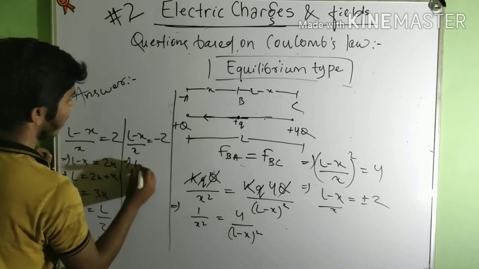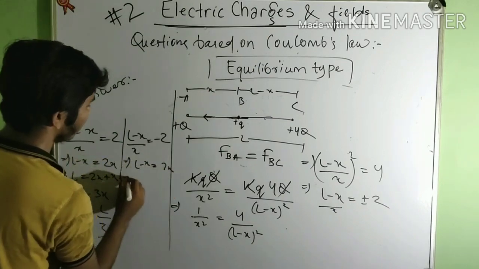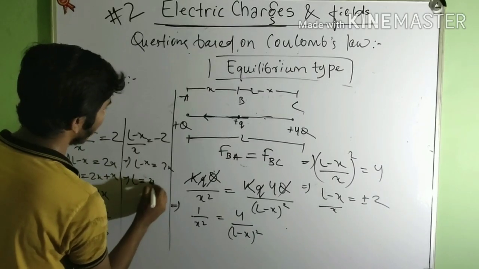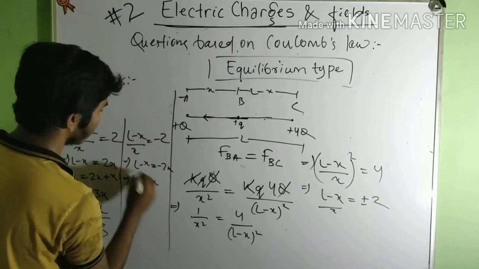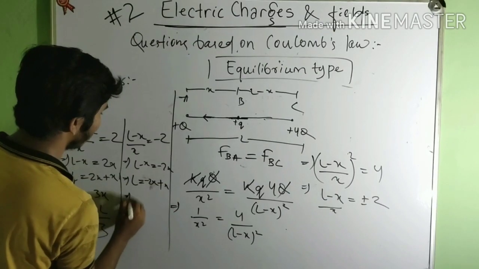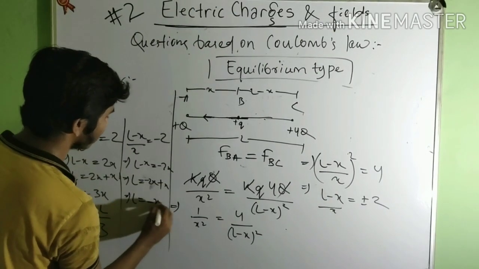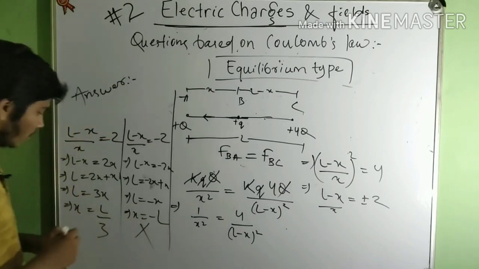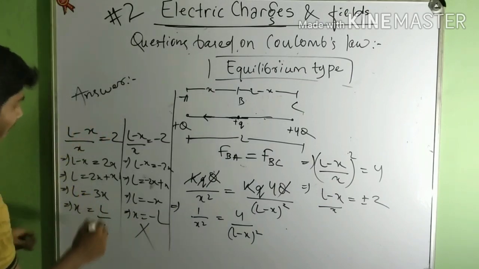Here L minus x is equal to 2x. That implies L is equal to 2x minus 2x plus x. That implies L is equal to minus x. That implies x is equal to minus x, which is not possible. So the value of x is L by 3.